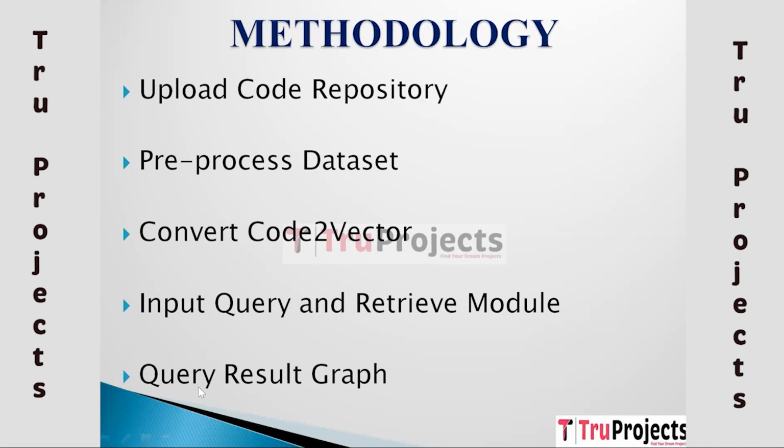And the fifth module is Query Result Graph. The Query Result Graph module generates a graph that visually represents the total number of predicted components from the entire code repository based on the input query. The graph helps in understanding the distribution of relevant code components across different programs. It aids developers in analyzing the query results and selecting the most appropriate code logic based on their requirements.